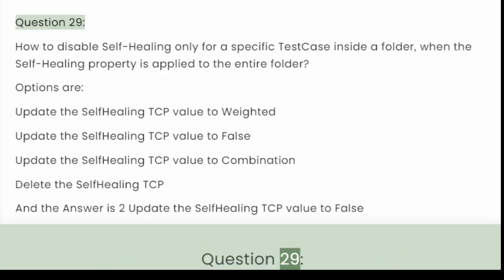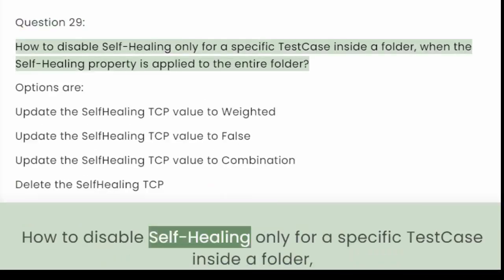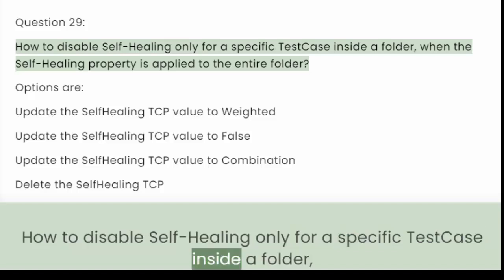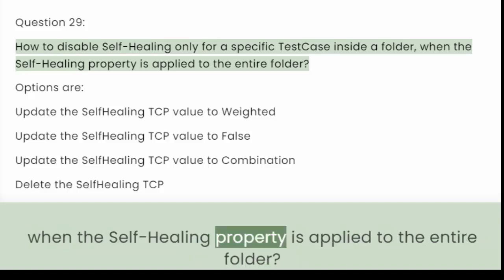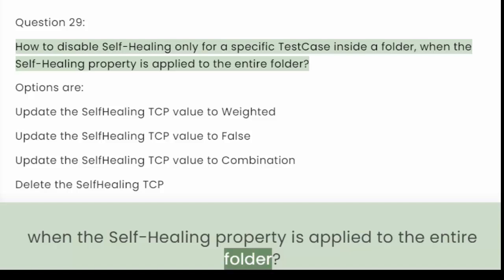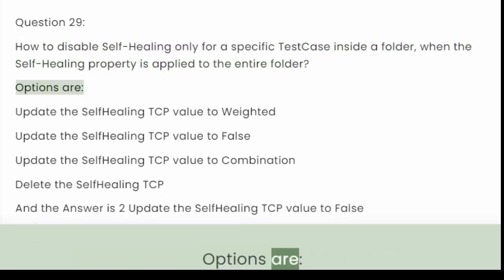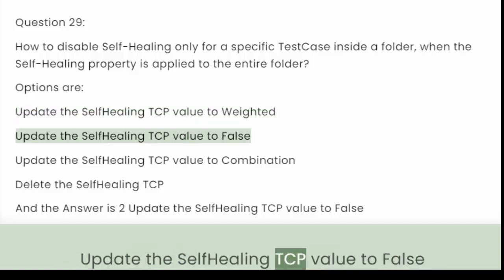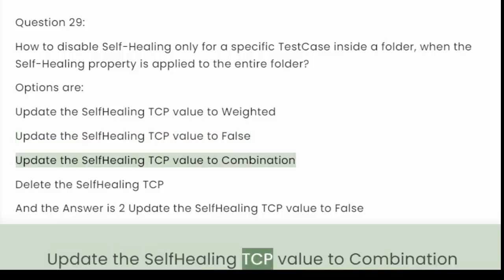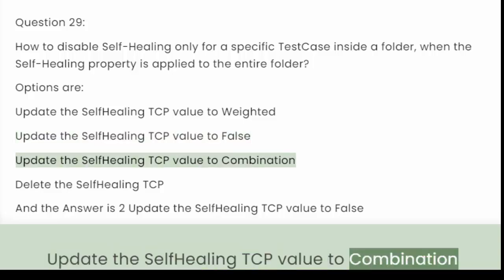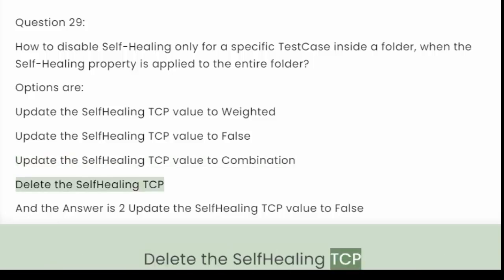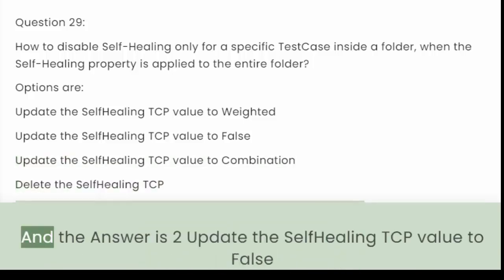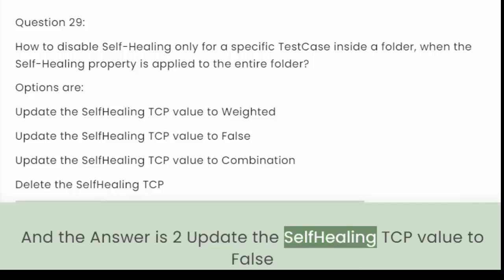Question 29. How to disable self-healing only for a specific test case inside a folder, when the self-healing property is applied to the entire folder? Options are: Update the self-healing TCP value to false. Update the self-healing TCP value to combination. Delete the self-healing TCP. And the answer is 2, update the self-healing TCP value to false.